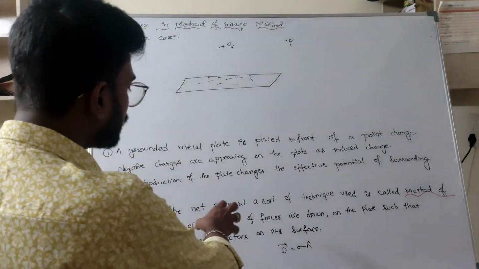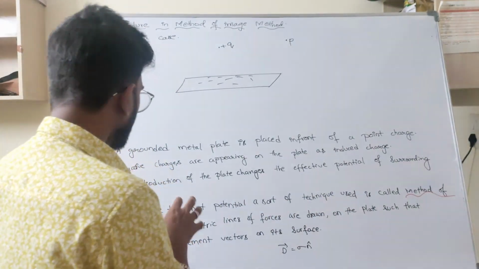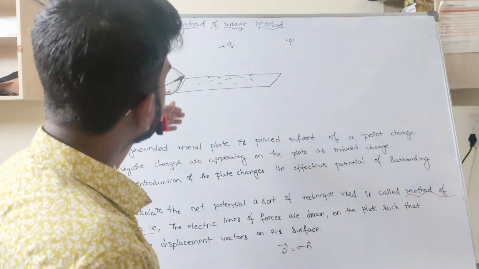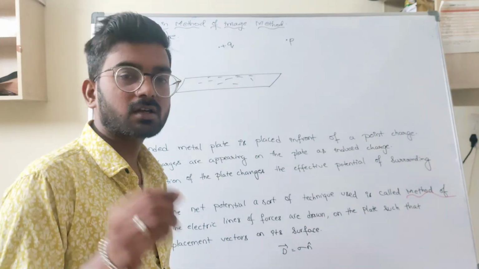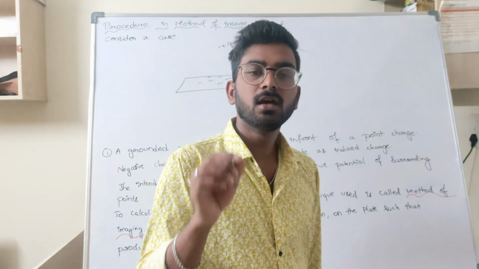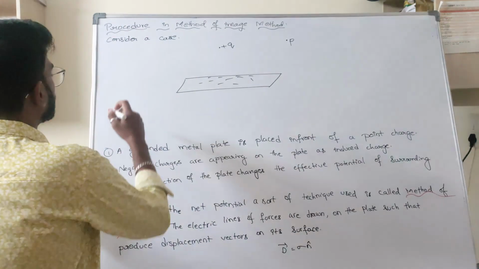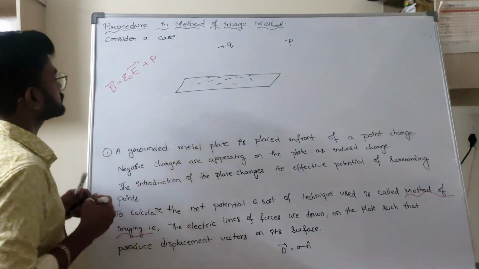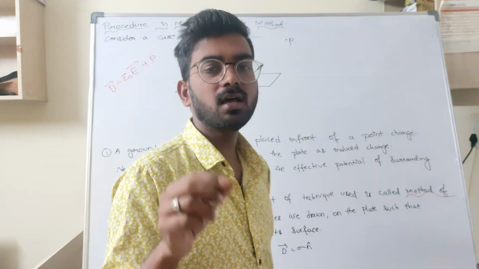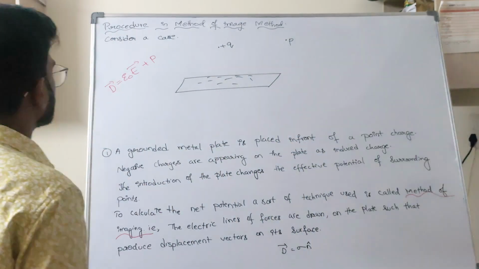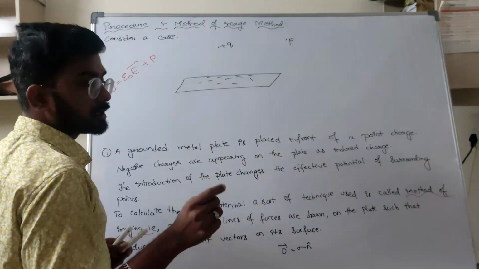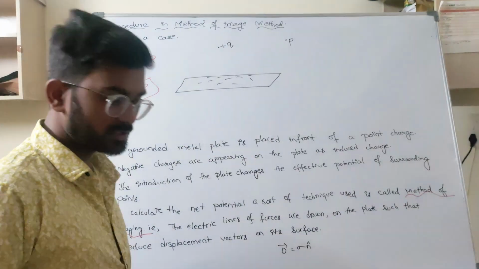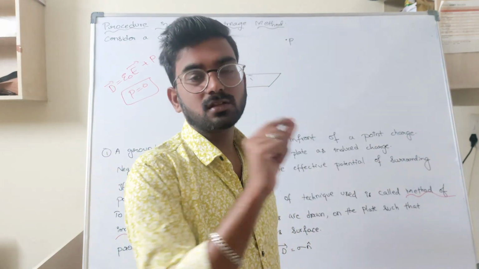So the electric field lines are drawn on the plate such that they produce a displacement vector on its surface. Correct? We draw the field lines such that it produces a displacement vector. We know from Maxwell equations we have a displacement vector formula. What is the displacement vector formula? D bar is equal to epsilon naught E bar plus P. This is the formula for displacement vector in electrostatics. Correct? So here the polarization is 0. Why? A conductor contains free charges.